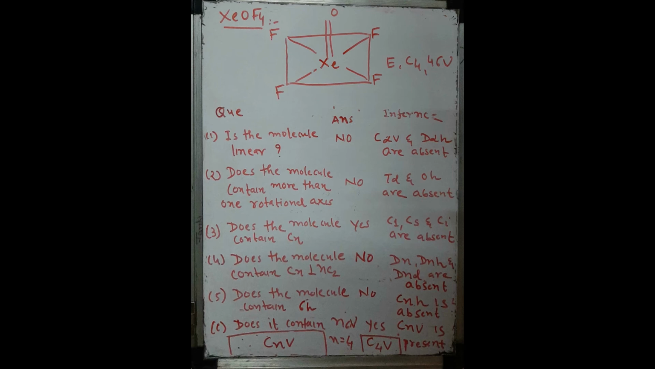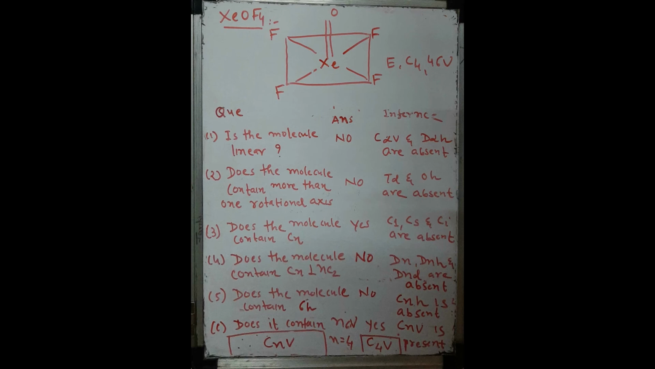Second question we are going to ask, does the molecule contain more than one rotational axis? Answer is no, that means tetrahedral and octahedral are absent. Third question we are going to ask, does the molecule contain Cn? Answer is yes, that means C1, Cs and Ci are absent.